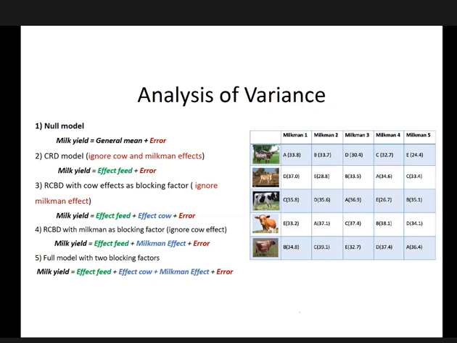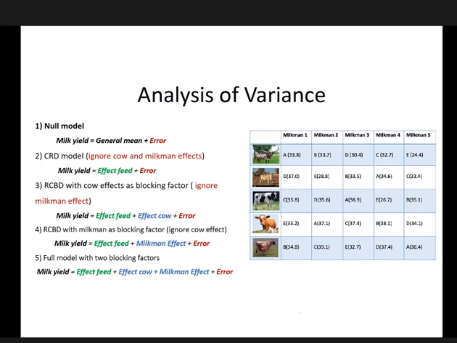Both 3 and 4, their treatment, the feed is taken away from the error, no? In 3, the error has the milkman effect, no? And in 4, the error has the cow effect. So which one, 3 or 4, has a bigger error? 4 has the biggest error, because the cow feed has the biggest error.